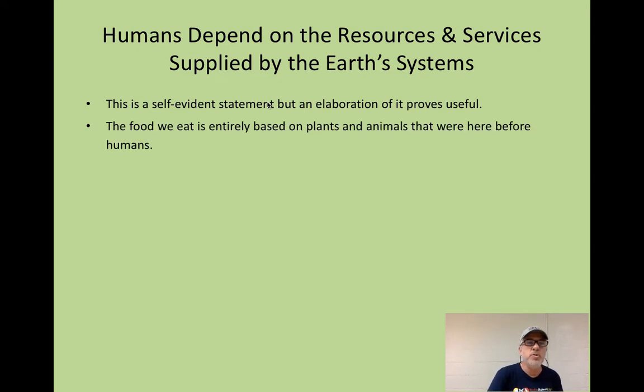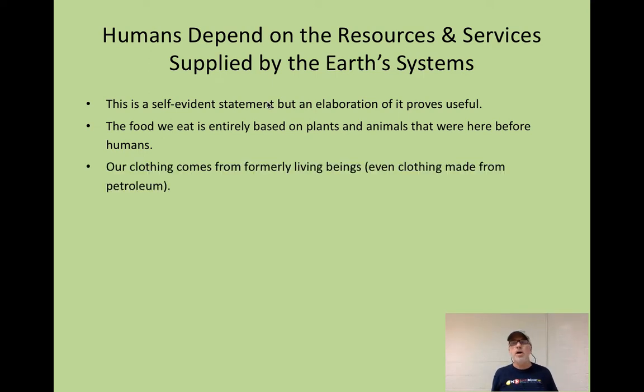Let's start with our food. Everything we eat is entirely based on plants and animals that were here before humans. Well, okay, I know some of you are saying, well, a lot of modern food is based on petroleum products. We eat a lot of synthetic food now. A lot of food additives are synthetic. That's true, but don't forget, they were once plants too, 350 million years ago, and it took a lot of time to turn them into delicious petroleum.